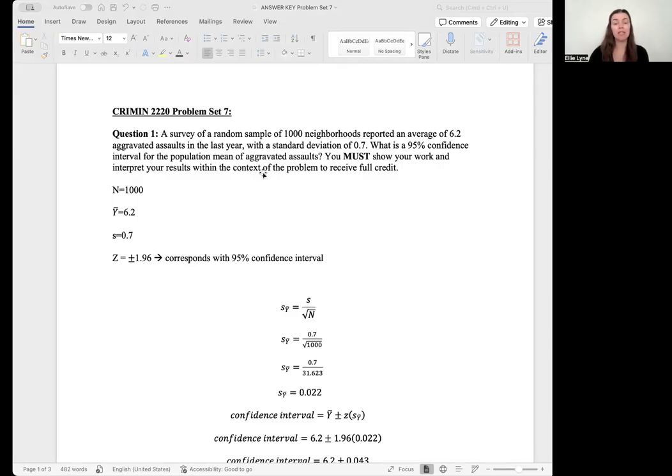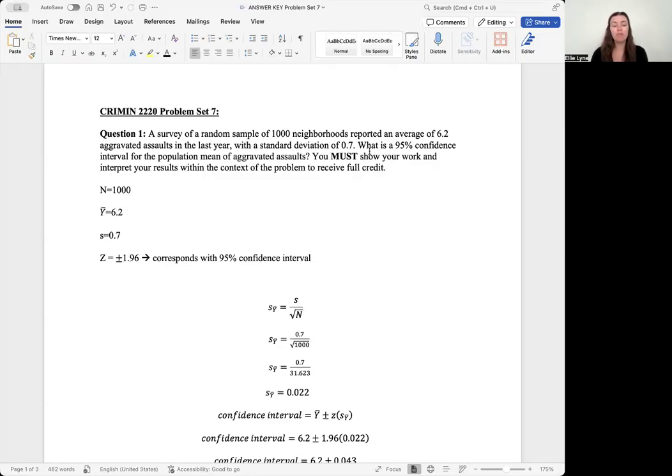So with that being said, let's take a look at question number 1. A survey of a random sample of 1,000 neighborhoods reported an average of 6.2 aggravated assaults in the last year, with a standard deviation of 0.7. What is a 95% confidence interval for the population mean of aggravated assaults? You must show your work and interpret your results within the context of the problem to receive full credit.